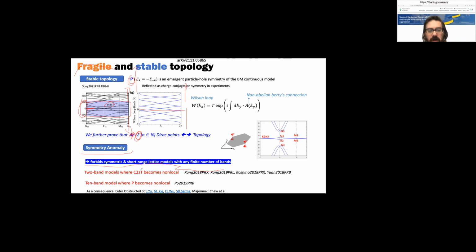And there are lattice models with a finite number of bands in the literature, initially by Kang and Vafek, Koshino, etc. But in these models, the symmetries are basically implemented non-locally. Okay, so time reversal, for example, is implemented non-locally in this. So there's no way to implement time reversal and all the symmetries faithfully and locally and have a lattice model. Or there are 10-band models such as the model of Po, but in this model, particle-hole is broken. It's not even non-local, it's broken.